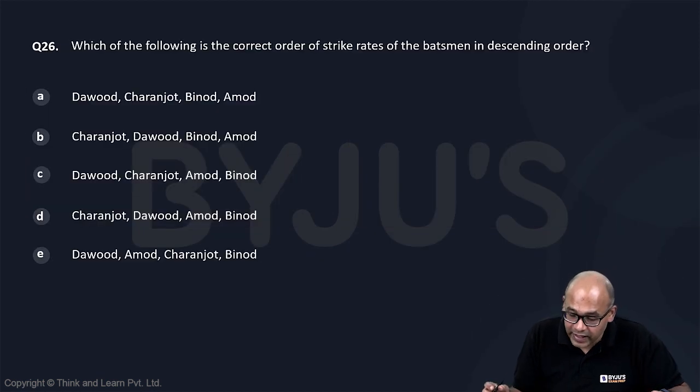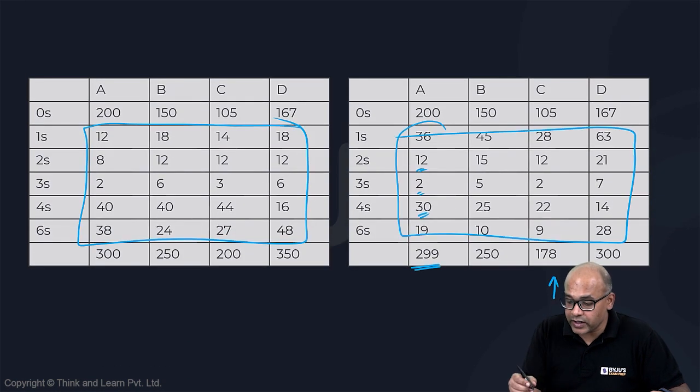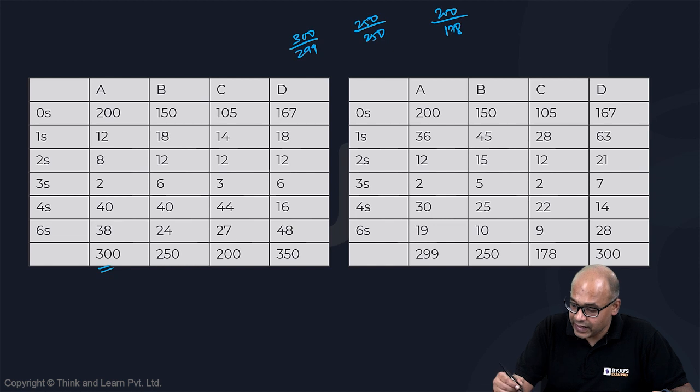Which of the following is the correct order of the strike rate of the batsmen in descending order? So strike rate is total runs scored by the total number of balls played. So total runs scored is 300, 300 by 299. Then 250 by 250, then you have 200 by 178, and you have 350 by 300.